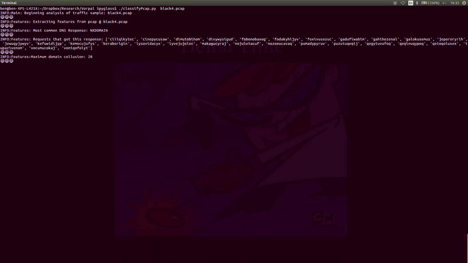And now we have our maximum domain collusion features. This is the maximum number of domains that mapped to the same response. Now we're looking at the longest because they're actually all the same length, so they're just sorted alphabetically actually, relevant requests, and we're going to start analyzing them using the features that we talked about before.